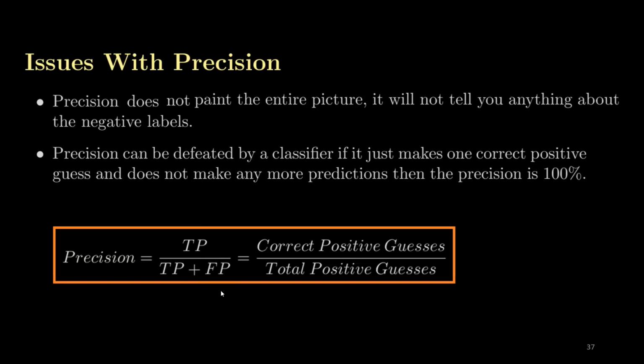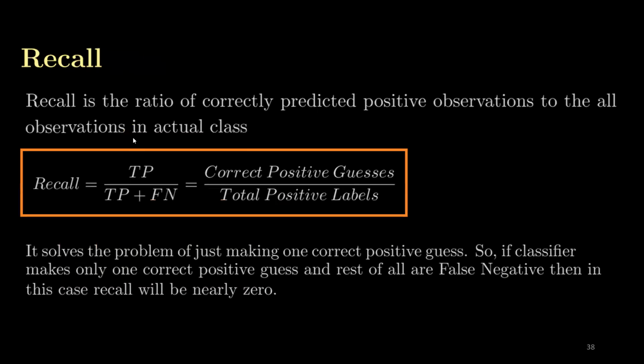So if we give one sample to the model, or basically if the model predicts just one sample and then it stops doing any further prediction, in that case that one sample will be the correct positive guess and that will also be the total positive guess. In that case, this ratio will be 1 and we get the value of precision equal to 1, and the percentage value will be 100%. So there is also an issue with the precision because it is not telling anything about the negative label, especially the false negative. So this issue is solved by another metric known as recall.